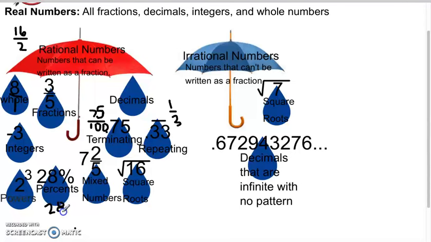When I'm working with percents, I'm always trying to figure out how many 1% am I using out of 100. Well, in this case it's 28, so it would be 28 100ths, and I can write it as a fraction.